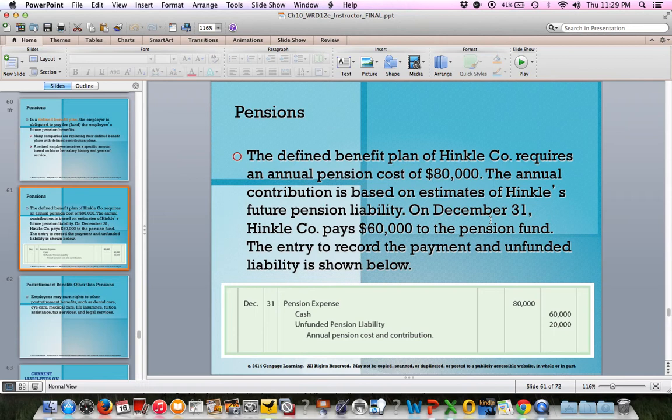So in this example, which is not the 401k, the employer is saying, based on years of service and years until you retire, you're always calculating this moving target of what the future pension cost will be. And then you make a contribution to that every so often. It says here that they're going to pay $60,000 to the pension fund. You debit pension expense, credit cash for the $60,000, and then the difference goes to unfunded pension liability.